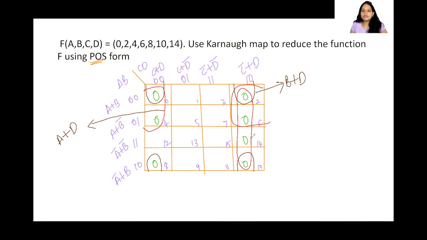Now let us write for this one. Single column one. So we know that for this entire thing the value is going to change. But only the remaining will be C bar plus D. Okay. Now the final reduced expression for this particular question is going to be a plus d into b plus d into c bar plus d. I hope this is clear to you all.